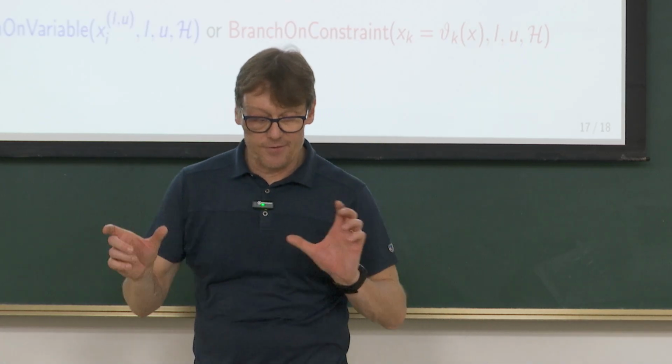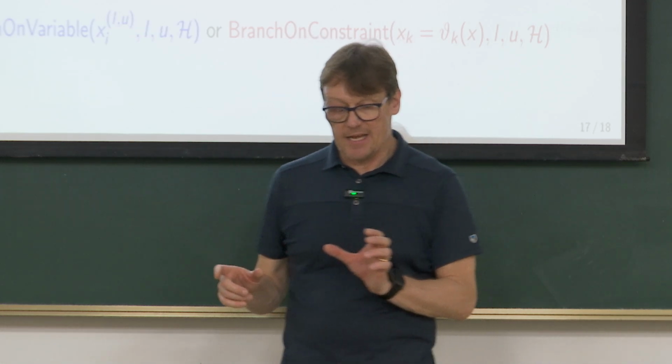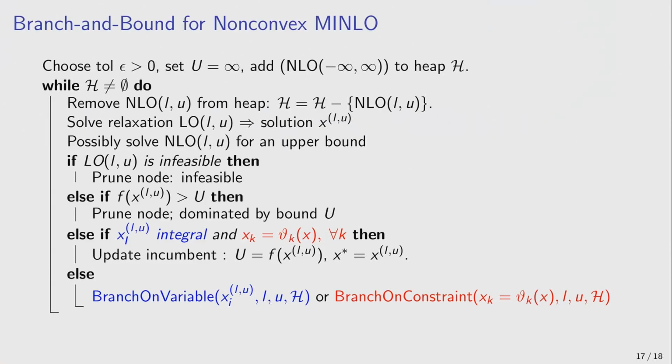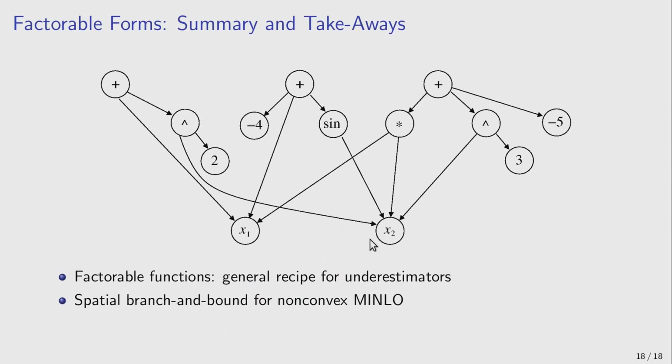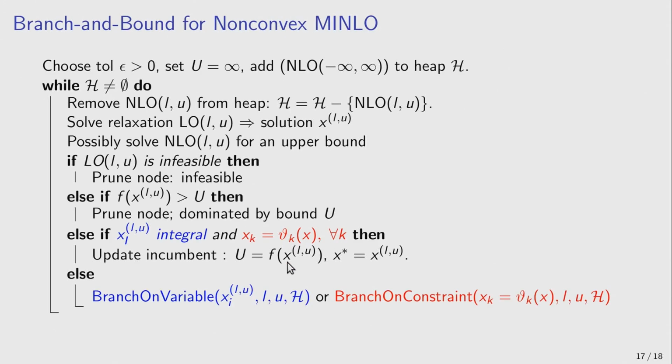And otherwise, there are two things that we need to look at. Is the solution integer? Is it an integral value? And do we satisfy all of the nonlinear constraints that we have in the problem? And if both of these are true, then we found a new, better point. So we're now in this branch where we're no longer worse than what we had found before, so we can update our incumbent. We have a new best solution.